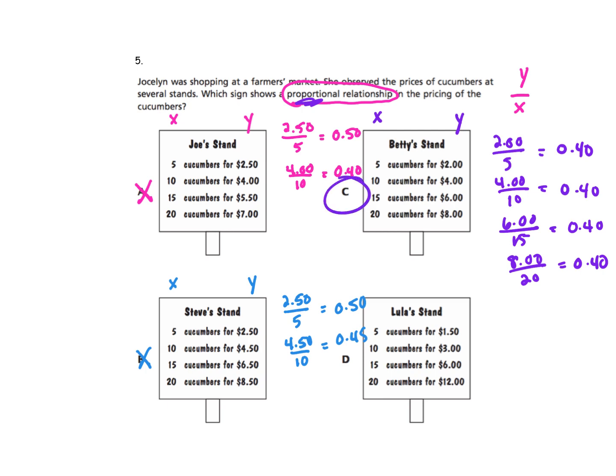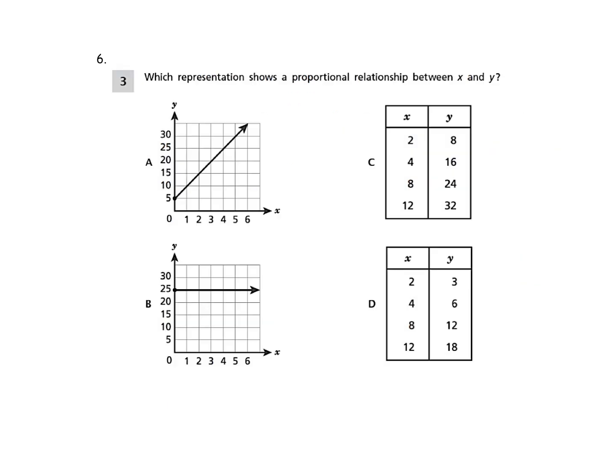Let's go on now to question 6. Okay, question 6. Which representation shows a proportional relationship between x and y? Once again, they're asking us for a proportional relationship. And if you recall, if it's a graph, we're looking for a straight line, and it has to pass through the origin. And the origin, if you want to recall, is 0, 0.